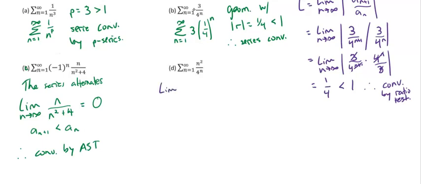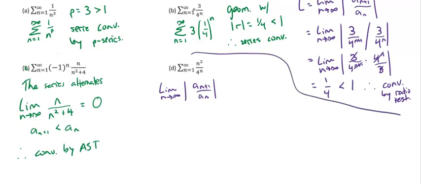So I'm going to write the limit as n goes to infinity. I always write absolute value a sub n plus 1 over a sub n, and then I'll make a little barrier here. That is equal to the limit as n goes to infinity, absolute value, of n plus 1 squared over 4 to the n plus 1, divided by n squared over 4 to the n. That's a sub n plus 1 over a sub n.